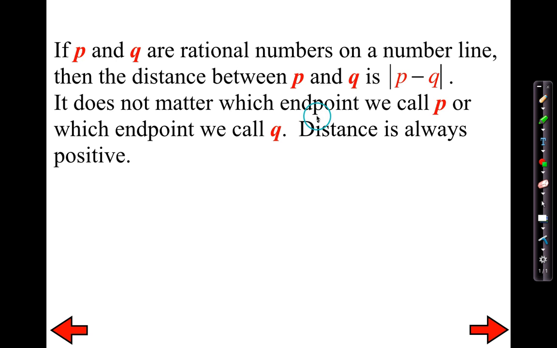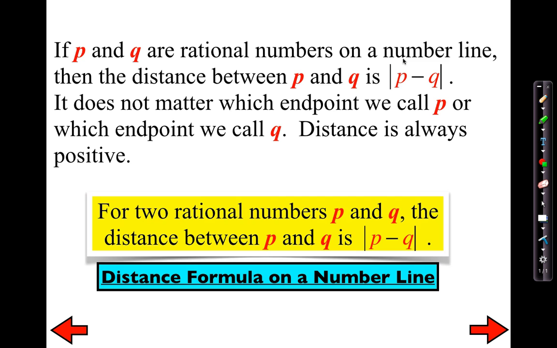So here's a really important thing to remember. If P and Q are rational numbers on a number line, then the distance between P and Q is the absolute value of P minus Q. It does not matter which endpoint we call P or which endpoint we call Q. We can switch them around technically. Distance will always end up being positive, no matter how you write it. And that's what the absolute value symbols are for, to make sure that our distance is positive.